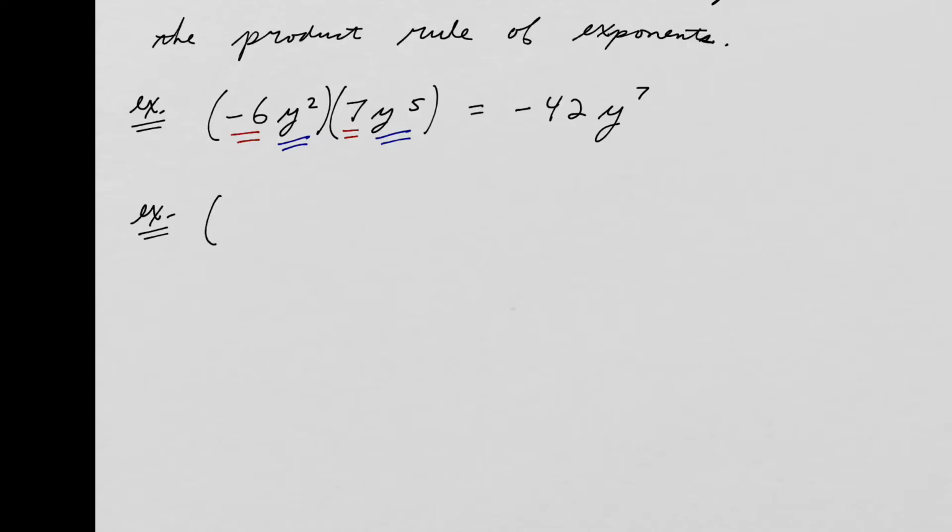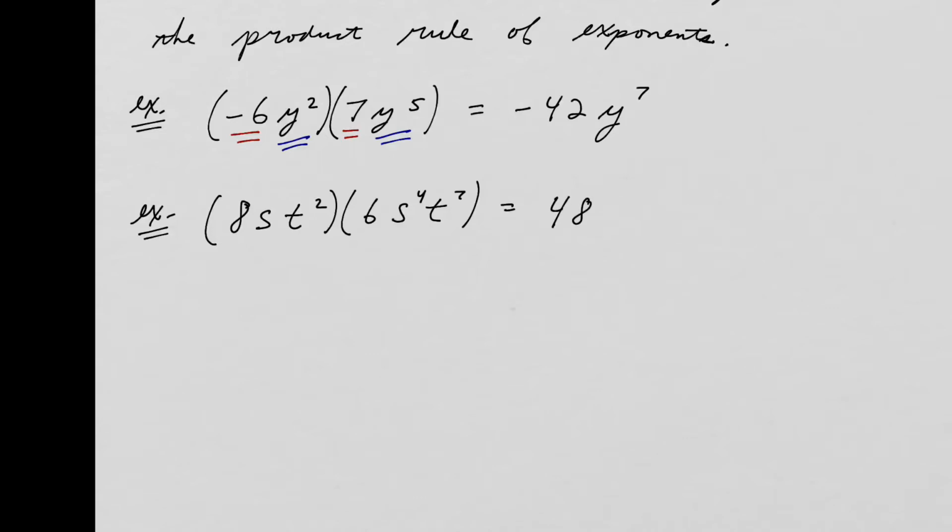Let's say I have 8st squared, and I want to multiply that by 6s to the 4th t to the 7th. Okay, so I multiply the coefficients first. So what's 8 times 6? That's 48.